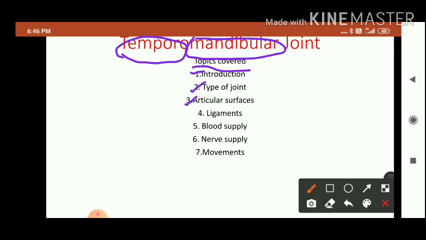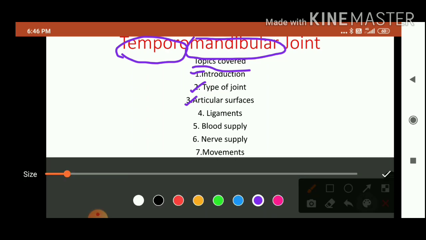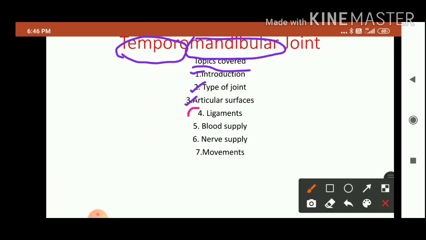Under this heading we will cover the introduction, the type of joint, then the articular surfaces. After this we will come to the ligaments, the blood supply, the nerve supply, and finally the most important part, which is the movements and the muscles producing the movement of the temporomandibular joint. So without further ado, let us start.